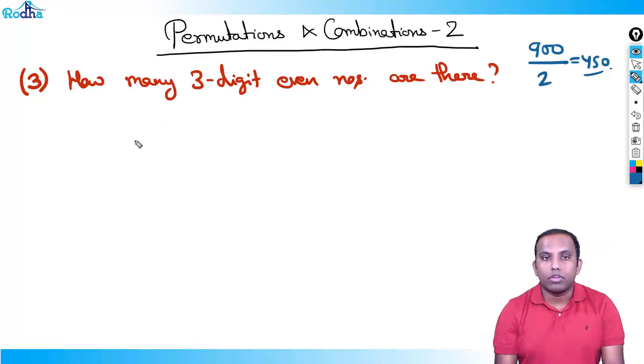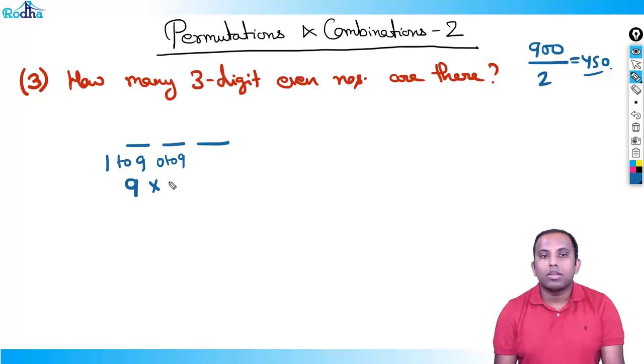So to apply in difficult questions now. You see, there are basically three places. For the first place, I can use everything from 1 to 9. So there are 9 options at the first place. In the second place, I can use anything from 0 to 9. So there are 10 options at the second place. And in the third place, now only even numbers are there, so when the last digit is either 0, 2, 4, 6 or 8. So for the last place, there are 5 options. So 9 into 10 into 5.